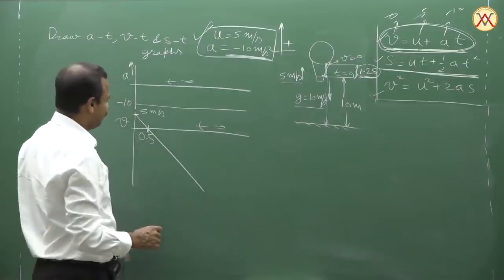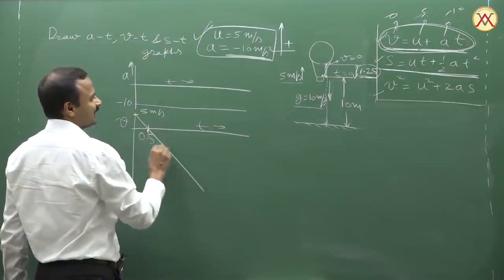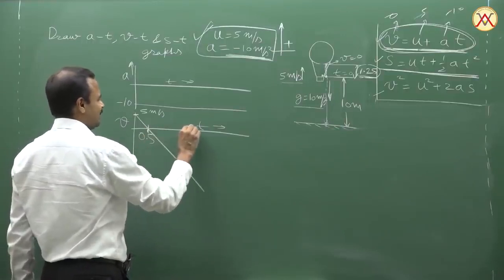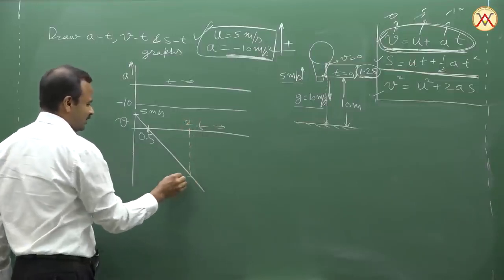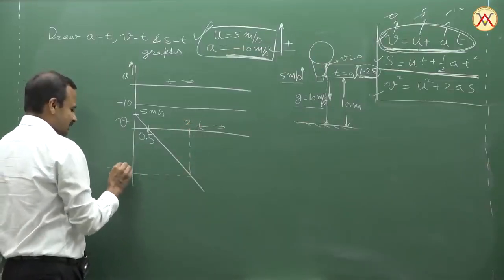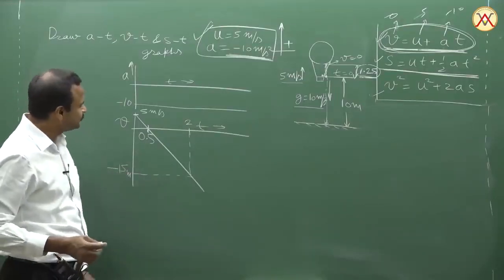We can put one more point that we know of. The velocity when it hits the ground at t equal to 2 seconds, and the velocity at that point was how much? We got it as minus 15. So that point also we can put on this graph.